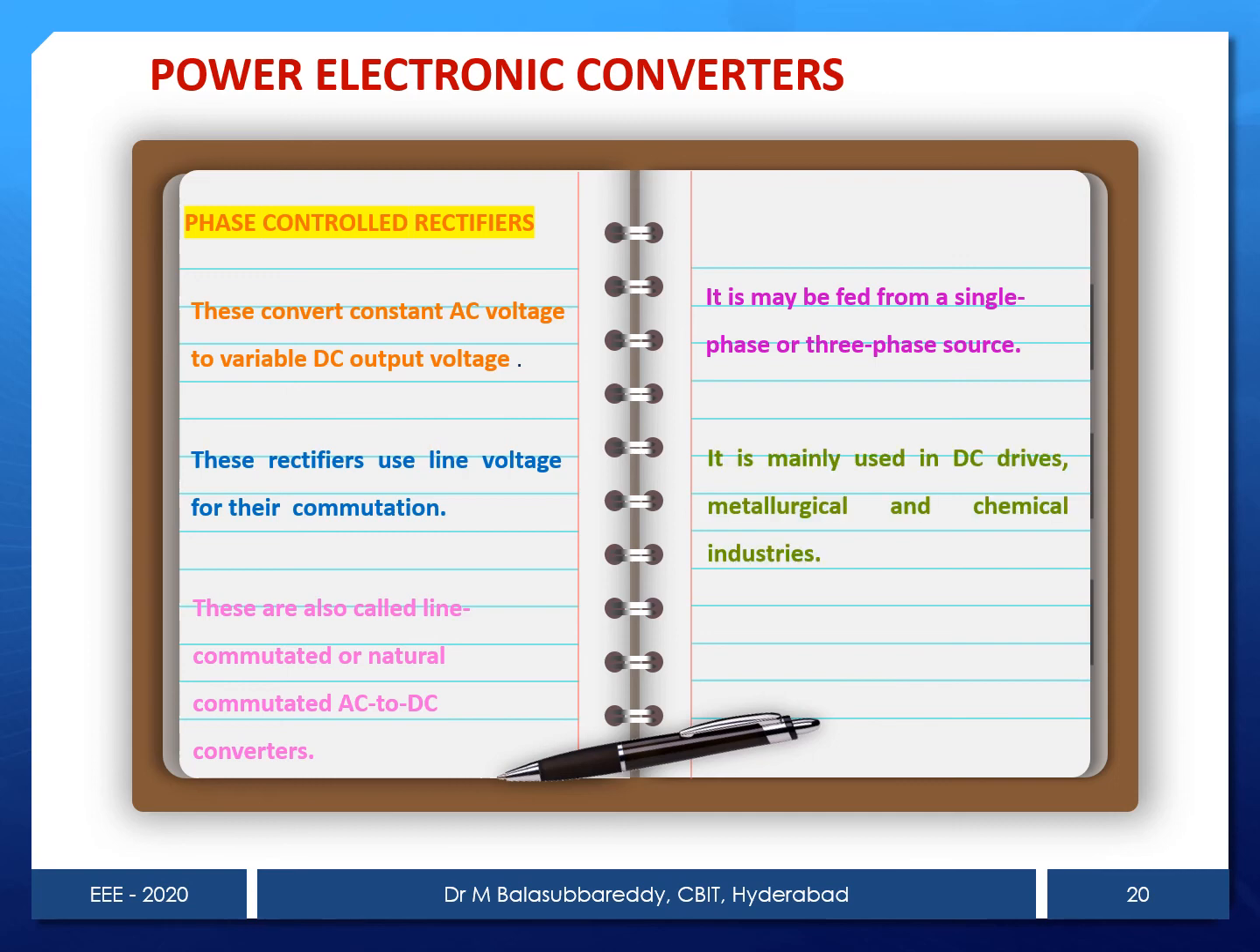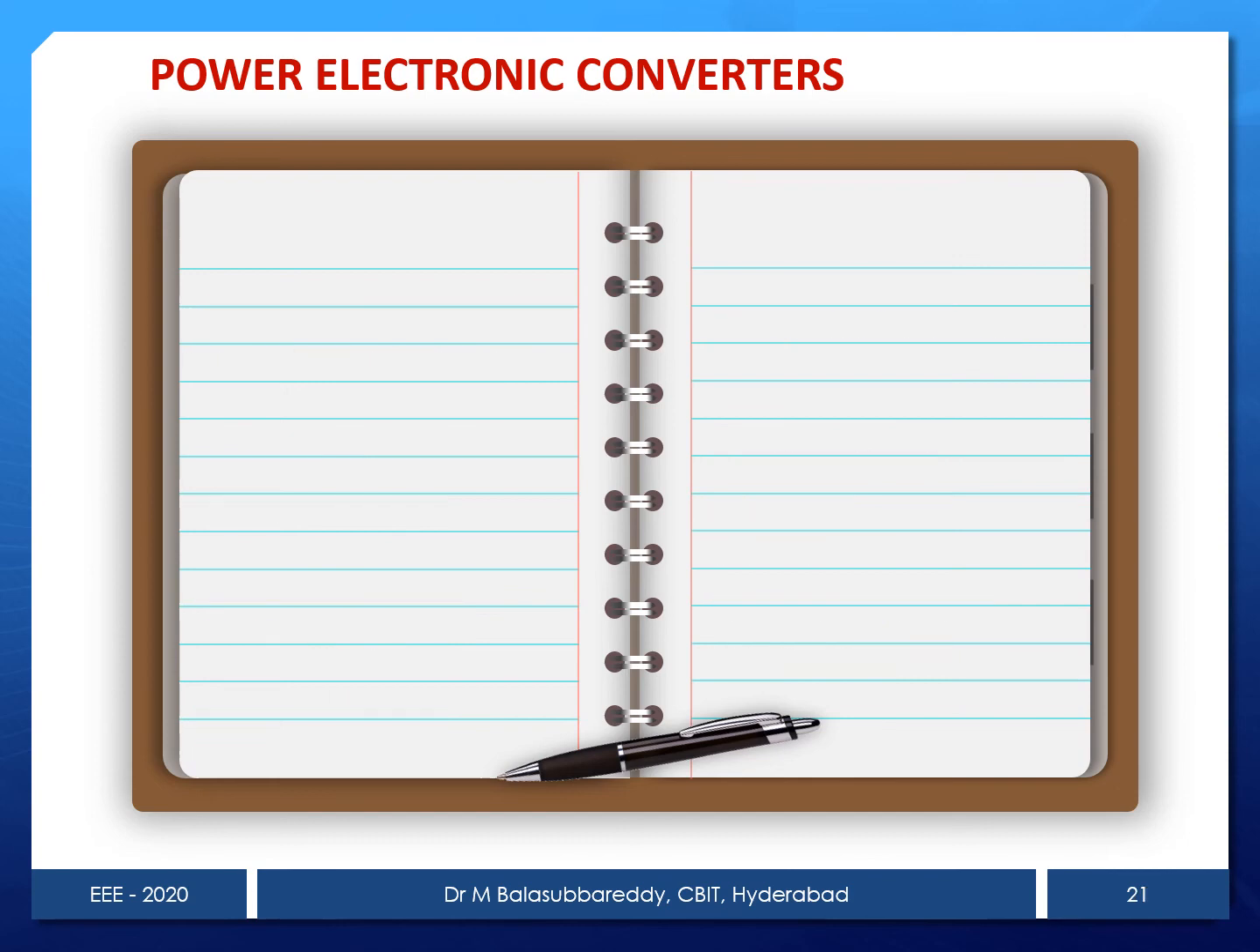It is mainly used in DC drives. Metallurgical and chemical industries also use this, and also excitation systems for synchronous machines, because in a synchronous machine DC excitation is required. In that we can change the DC voltage, and for that we use phase control rectifiers.